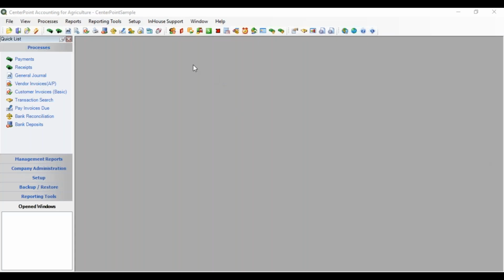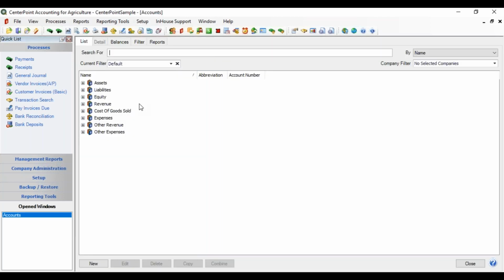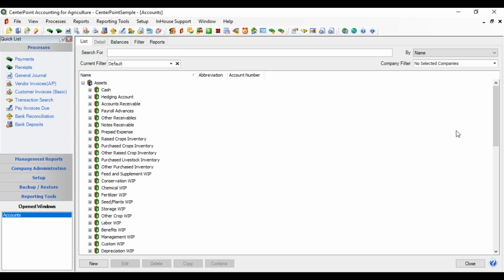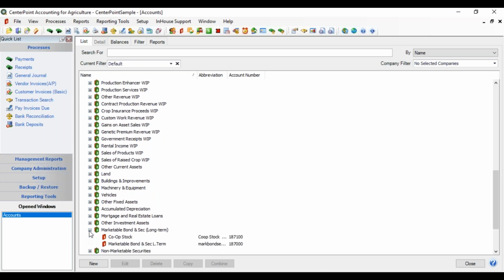First, let's take a look at the accounts that we need. Under Setup, Accounts and Accounts. If there's going to be a non-cash portion, you'll also have a stock asset. So under Assets and under Marketable Bonds and Security, we have a co-op stock. You will have an account that identifies whatever you want to refer to with that cooperative.